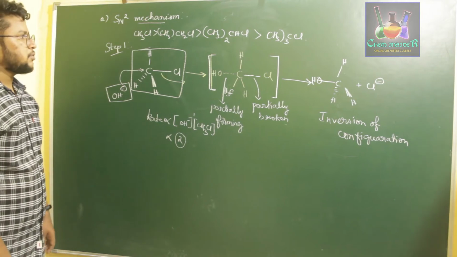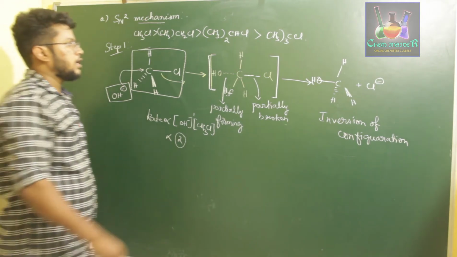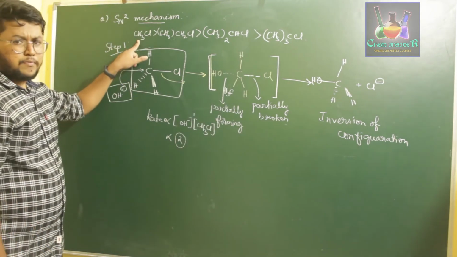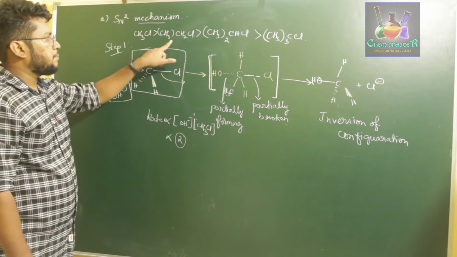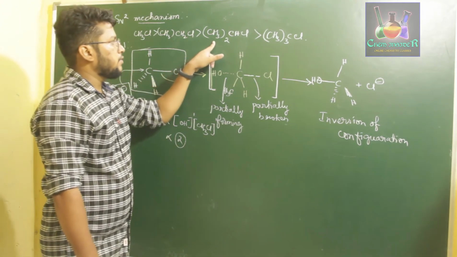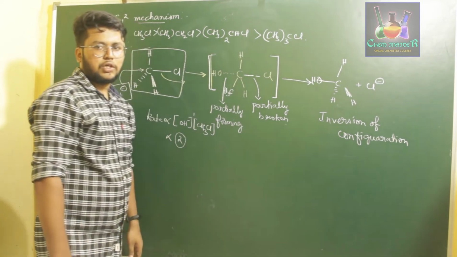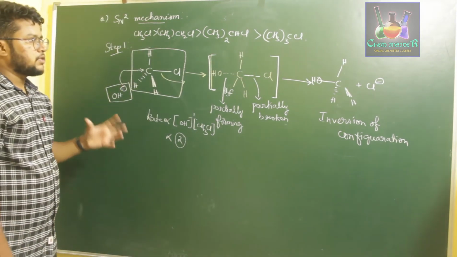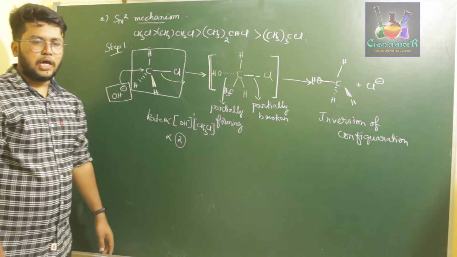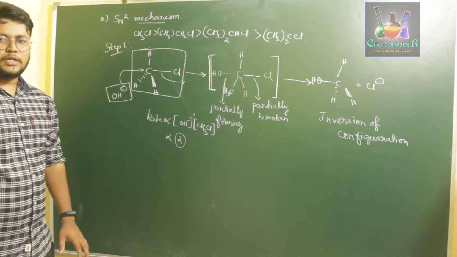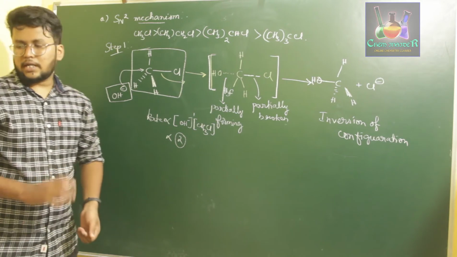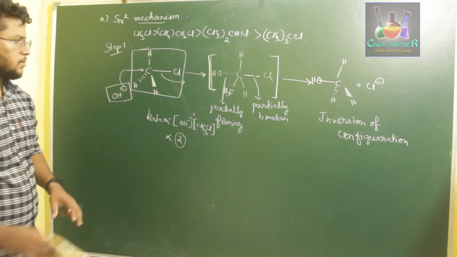So this is the order of reactivity: methyl chloride is more reactive than primary alkyl chloride, which is more reactive than secondary alkyl chloride, which is more reactive than tertiary alkyl chloride. The more CH3 groups attached to the carbon bonded with the halogen, the lesser its reactivity. So this is about the SN2 mechanism. Next we'll discuss the SN1 mechanism.